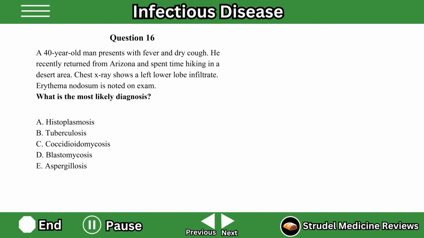A 40-year-old man presents with fever and dry cough. He recently returned from Arizona and spent a lot of time hiking in the desert area. Chest x-ray shows a left lower lobe infiltrate. Erythema nodosum is noted on exam. What is the most likely diagnosis? A, histoplasmosis. B, tuberculosis. C, coccidioidomycosis. D, blastomycosis. Or E, aspergillosis.